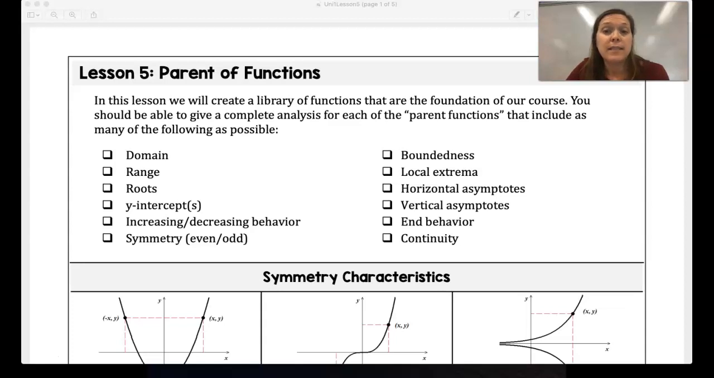Is there boundedness, local extrema, so a local min or max, horizontal or vertical asymptotes, end behavior, for which we're going to use our limit notation when discussing limit or end behavior, and then continuity, whether it's discontinuous and all those different types of discontinuities that are there, or whether it's continuous.